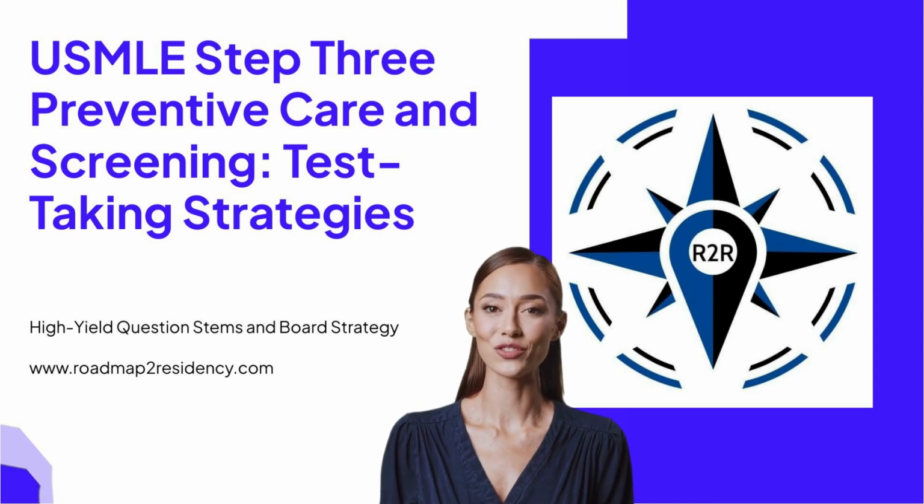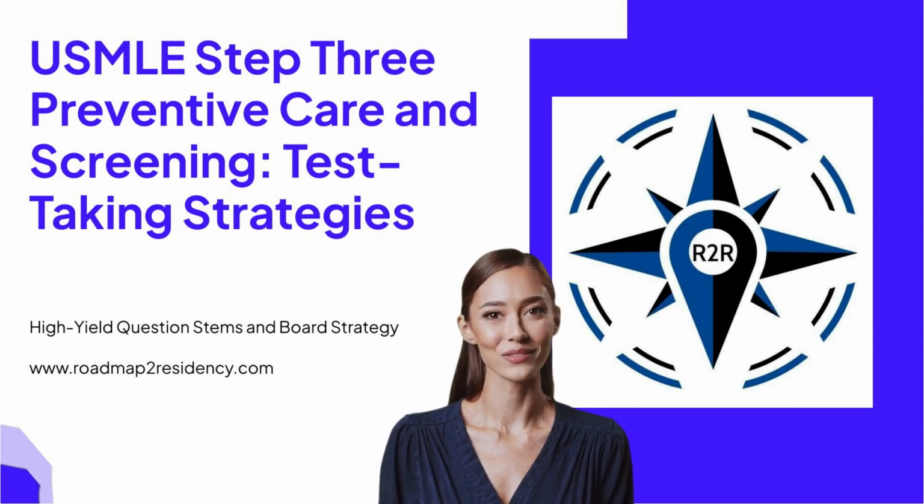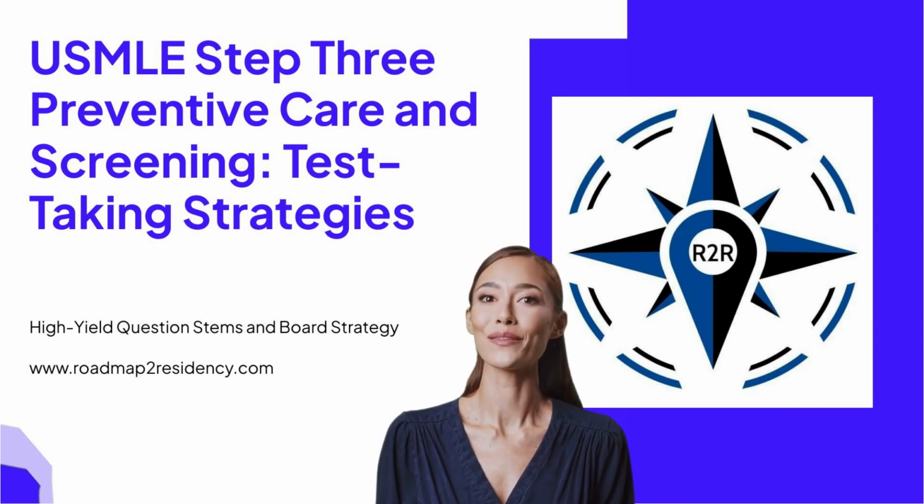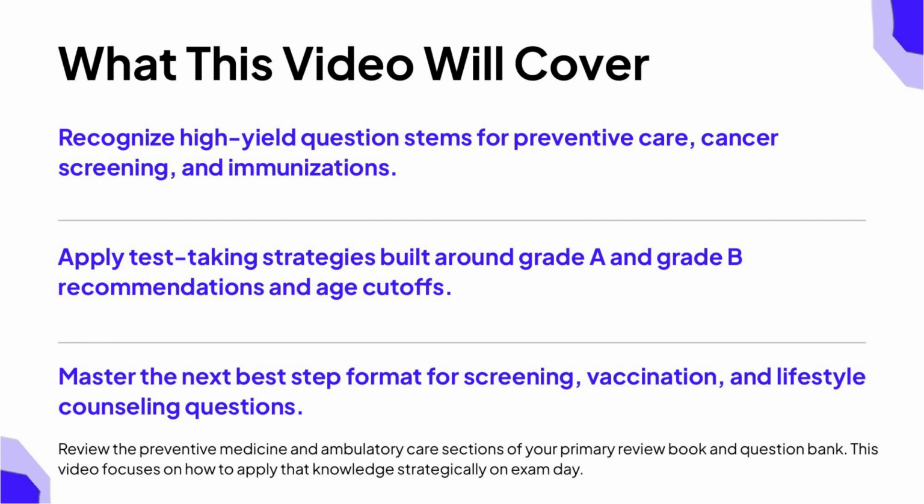Make sure you have reviewed the preventive medicine sections of your main review book and your question bank before or alongside this video. Here is what we are going to cover today. First, we will learn how to recognize high-yield question stems for preventive care, cancer screening, and immunizations. Second, we will apply test-taking strategies built around Grade A and Grade B recommendations and the age cutoffs the exam loves. And third, we will master the next best step format for screening, vaccination, and lifestyle counseling questions.